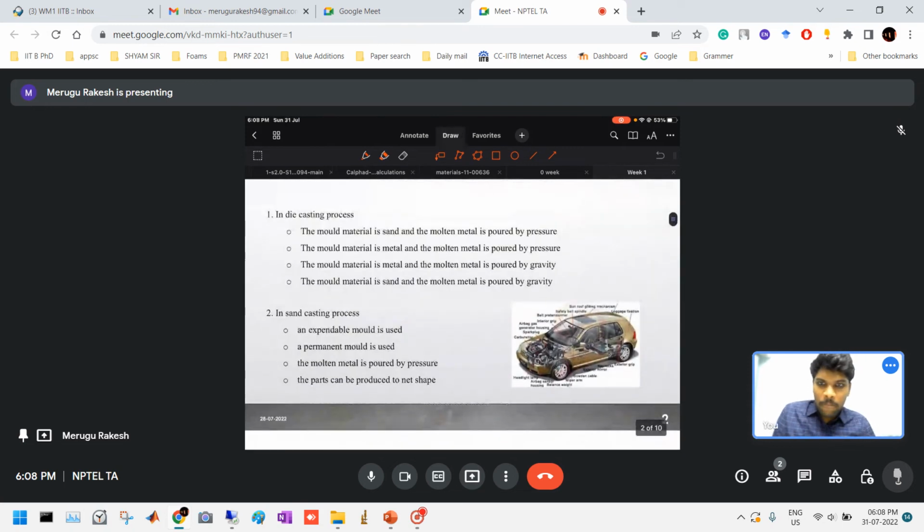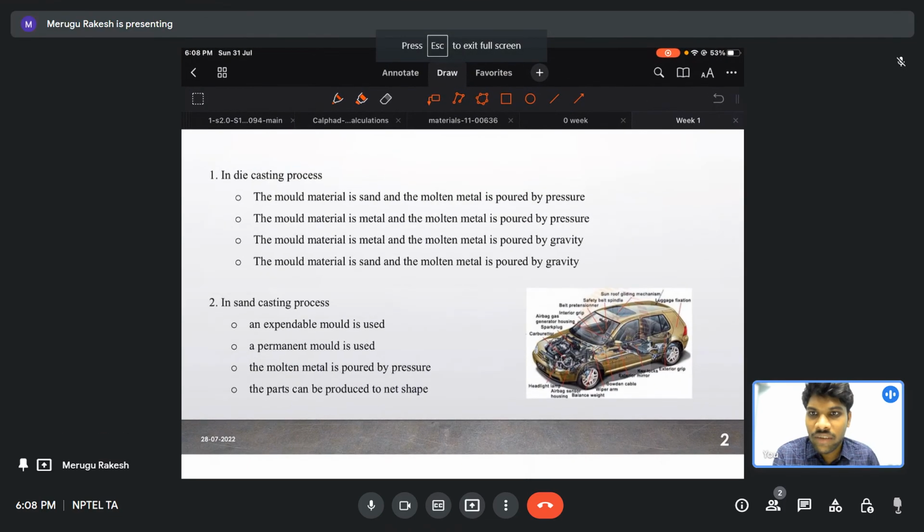I would like to explain each and every question, and I will also explain why the options are wrong, which option is correct and why. In the first question: in the die casting process, what are the mold material and how is the molten metal delivered? They are given 4 options. The first option is that the mold material is sand and the molten metal is poured by pressure. First of all, you can see it is a die casting process.